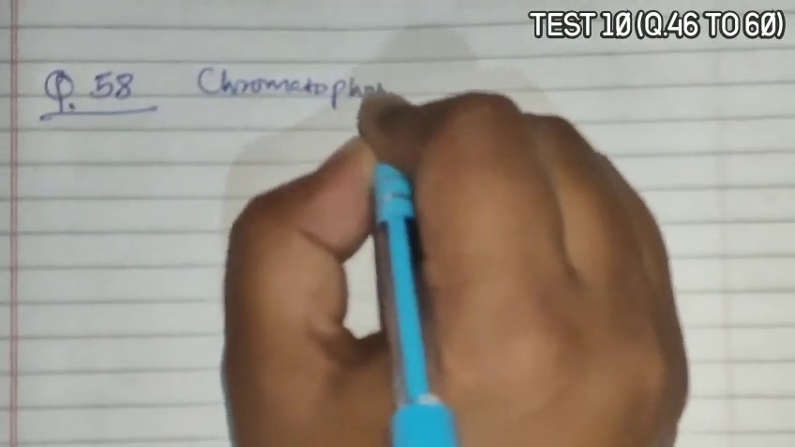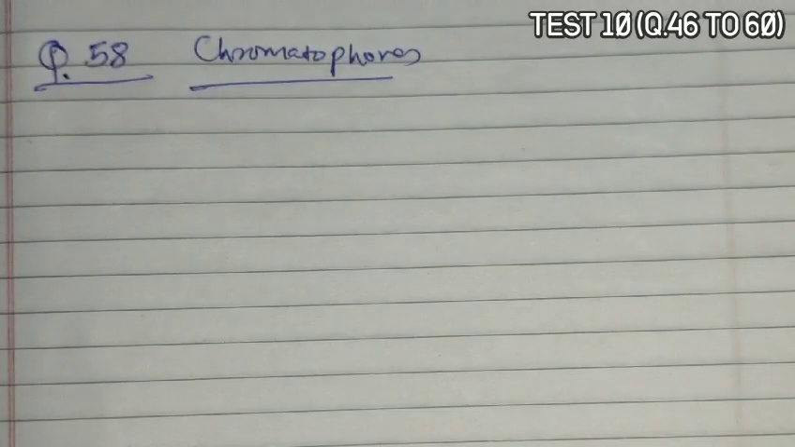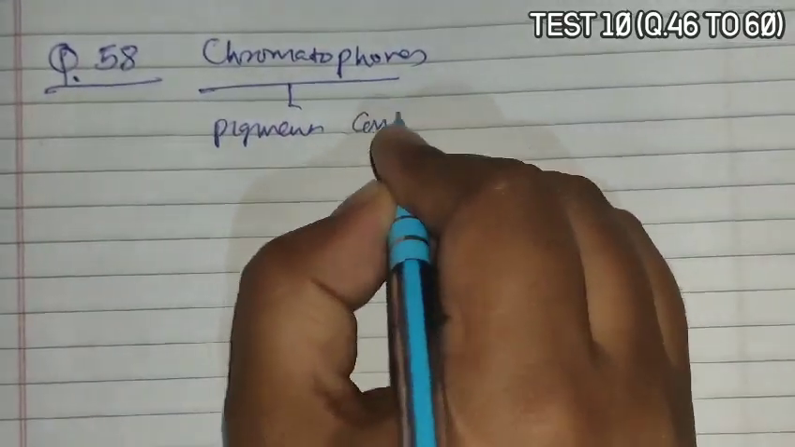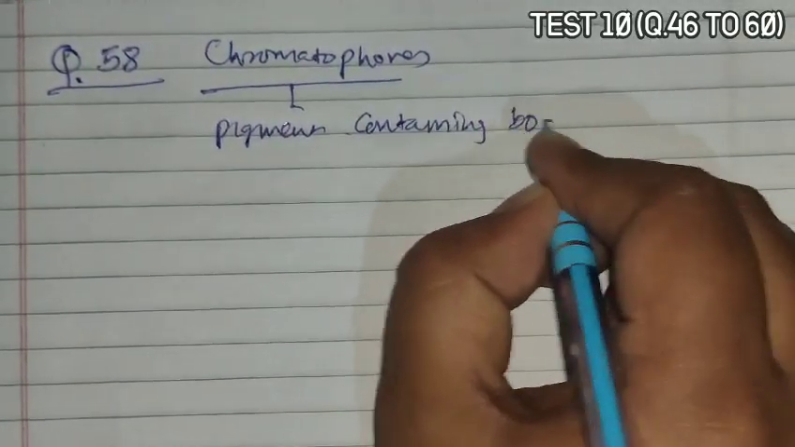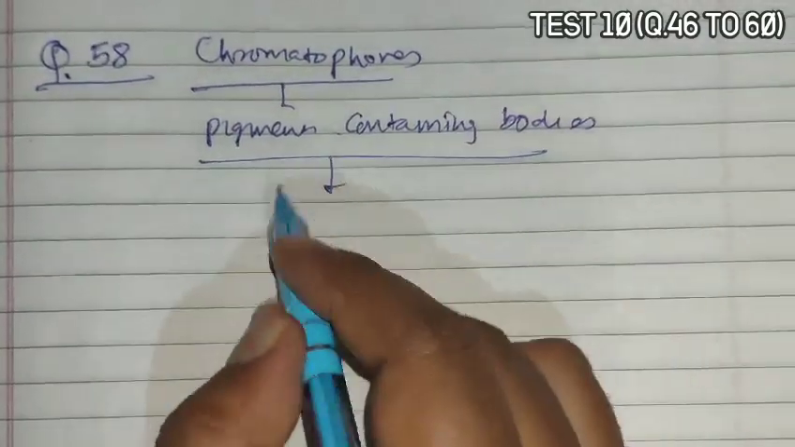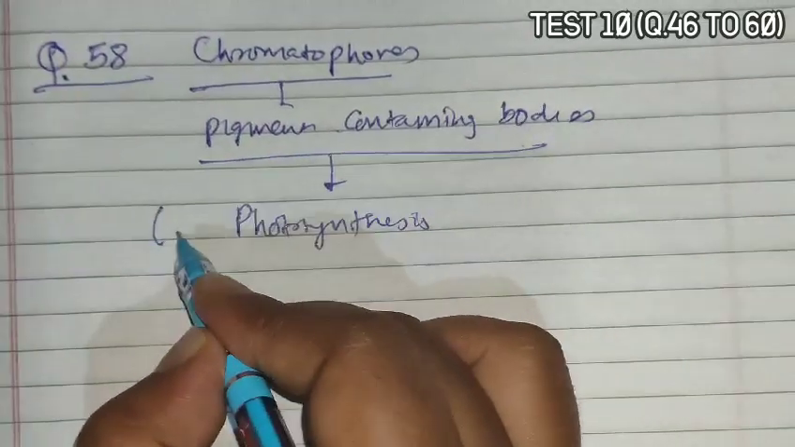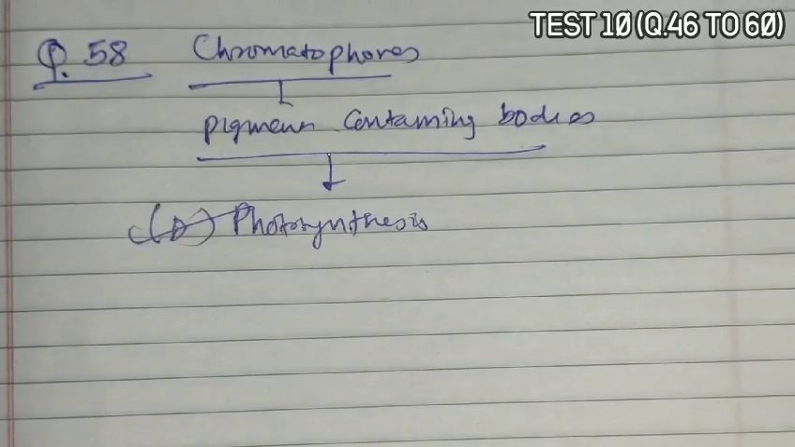Next, question 58 asks that chromatophores take part in. Chromatophores are the pigment-containing bodies. If they have a pigment, it helps in absorbing light, so photosynthesis can occur. So in question 58, D becomes the correct answer, that is photosynthesis.